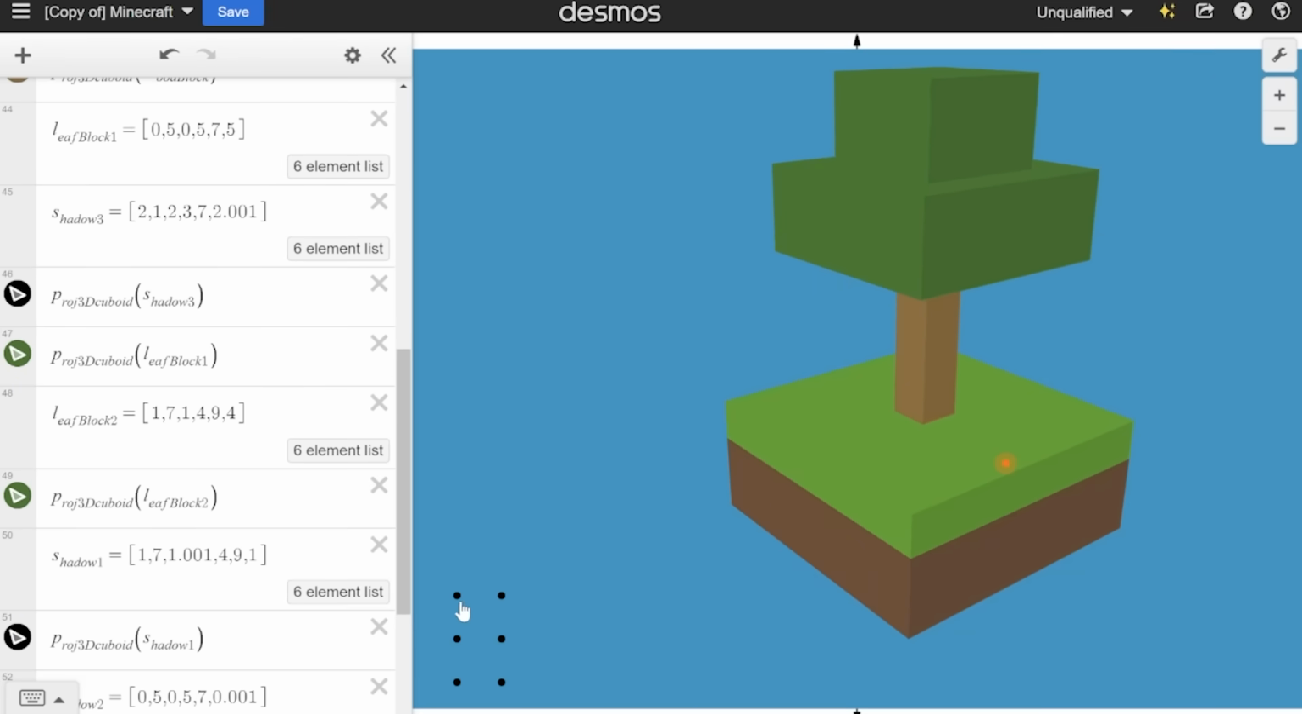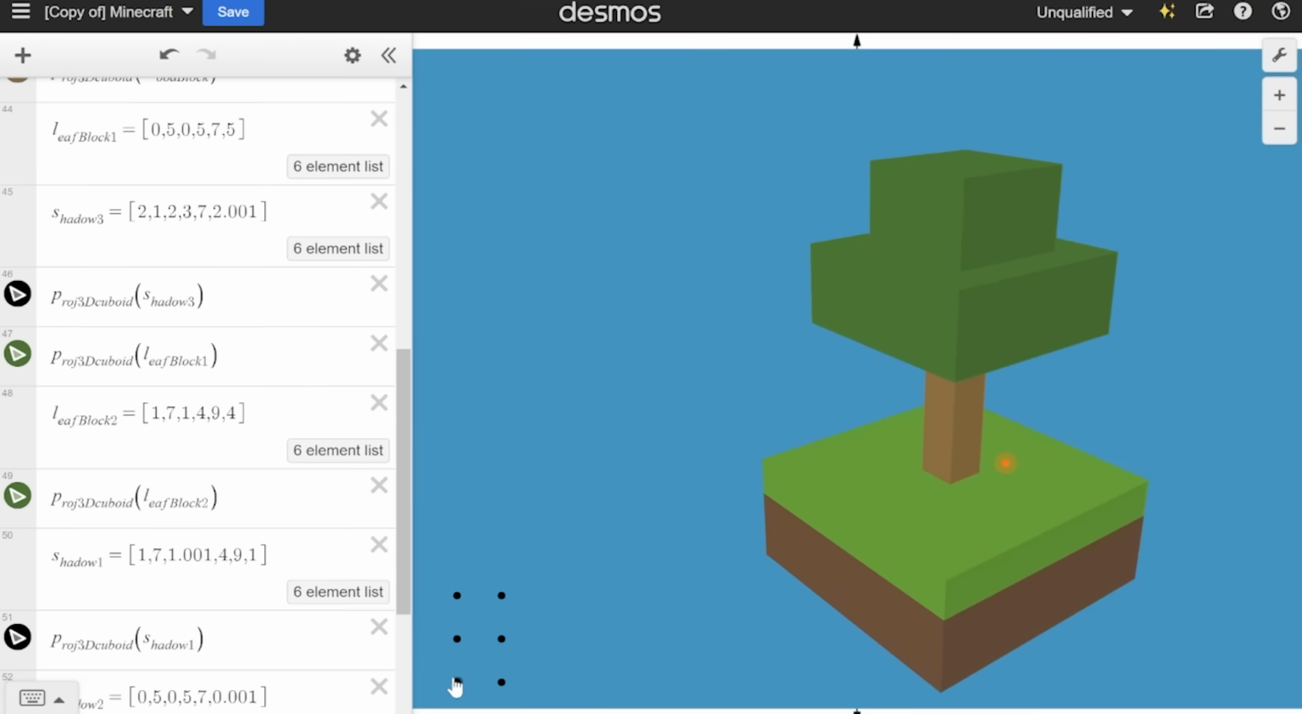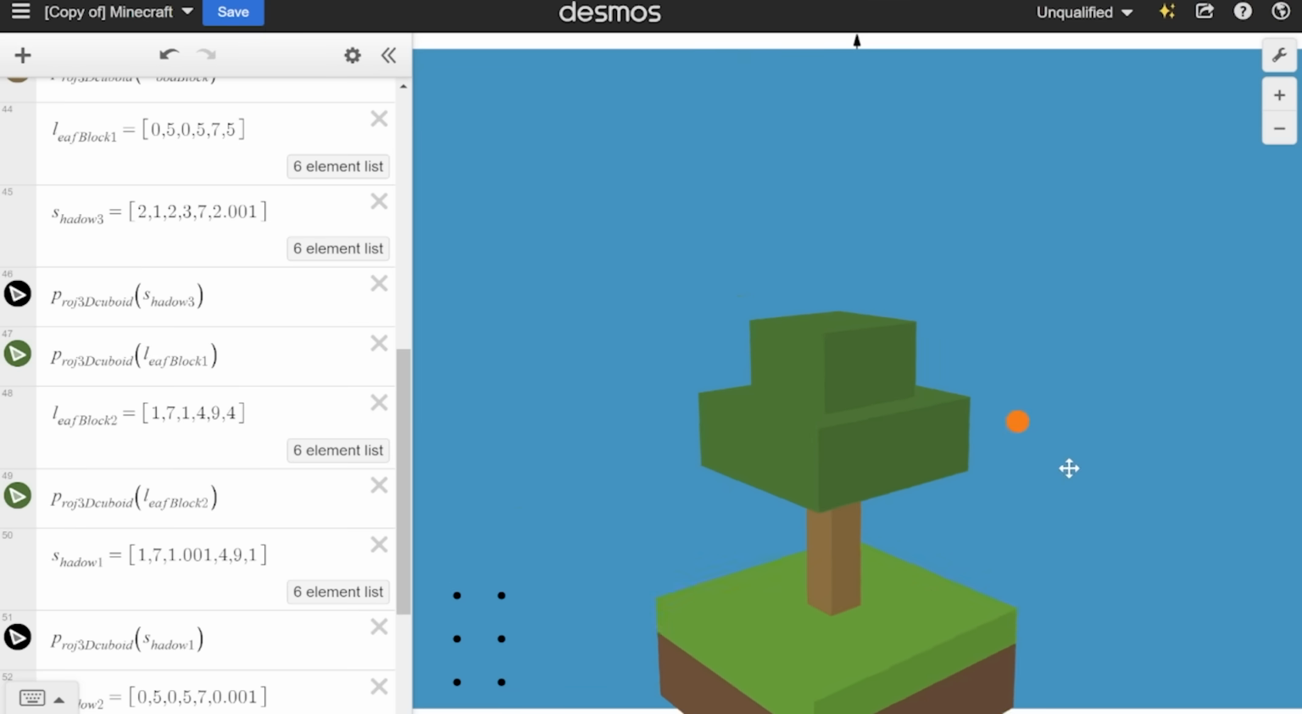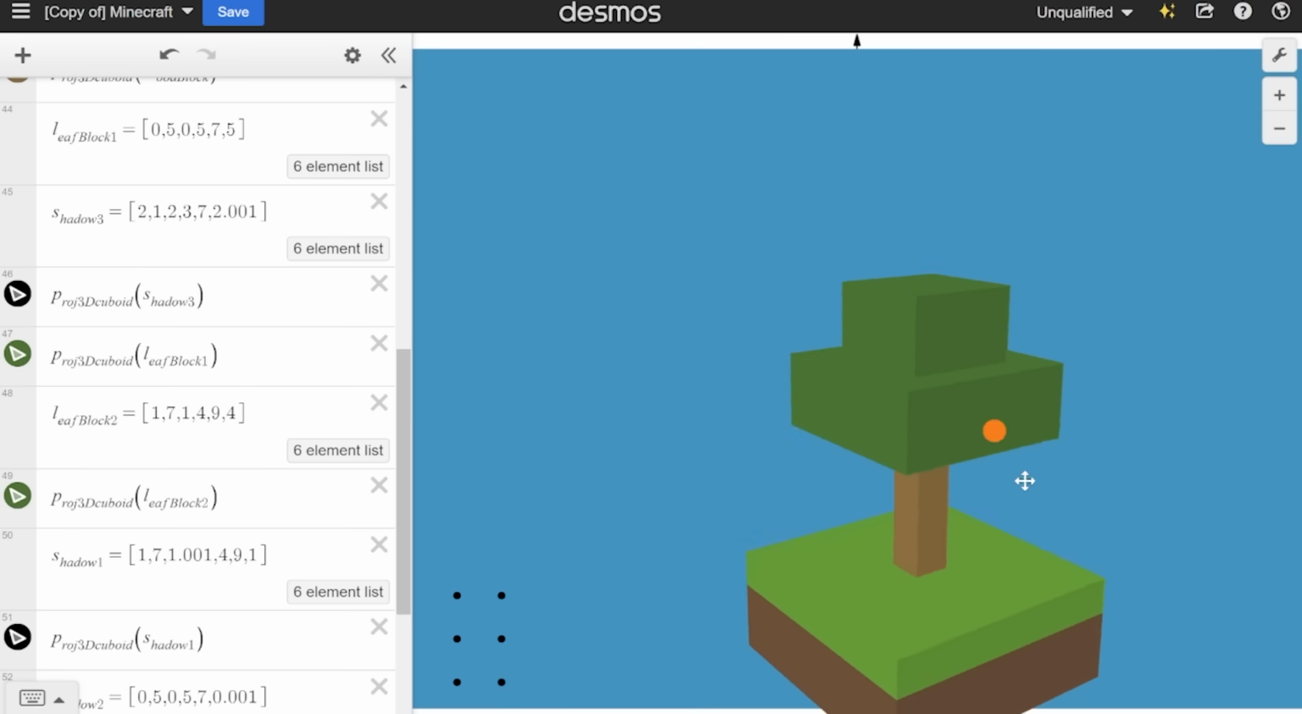So many cubes that in fact, I can build a skyblock with a tree, and I can move around using these buttons here, and I can also move my camera by just dragging this little orange thing around. So there you have it, Minecraft in Desmos. Let's give it a play, shall we?